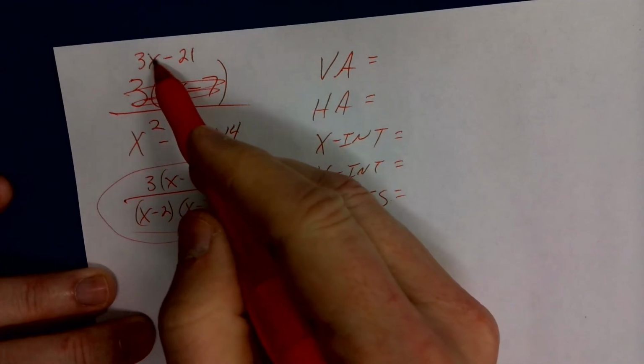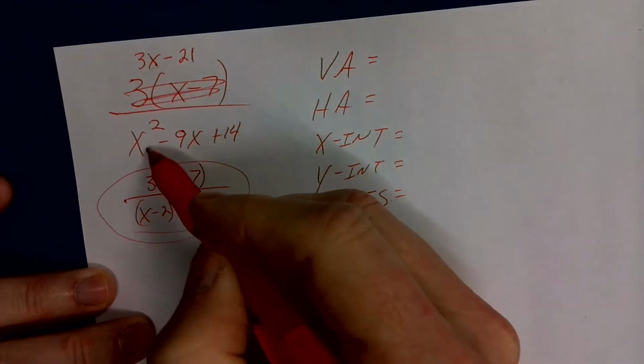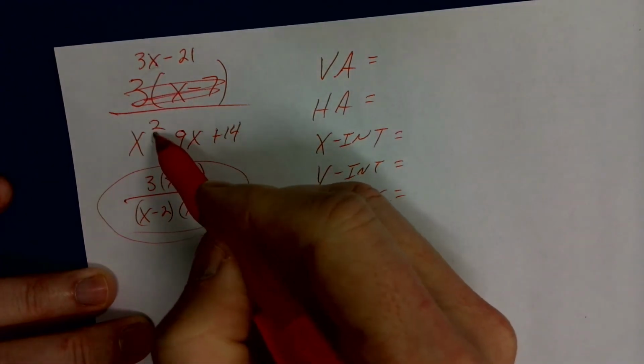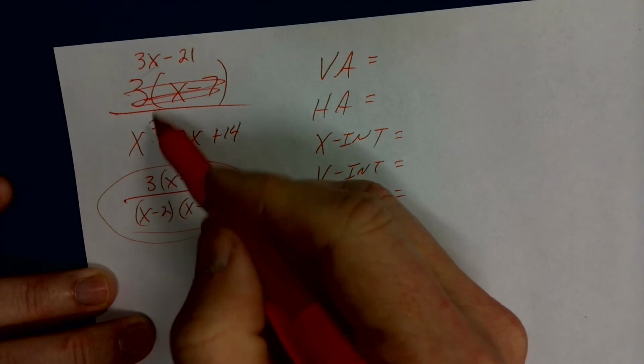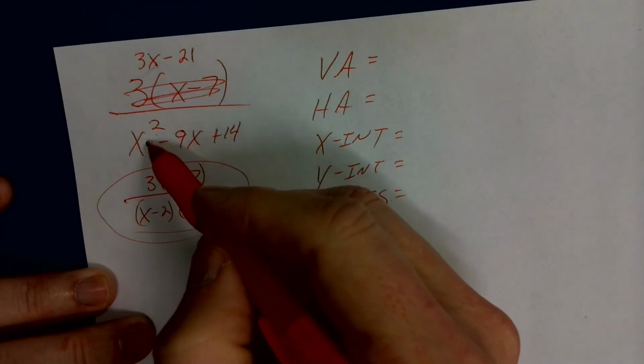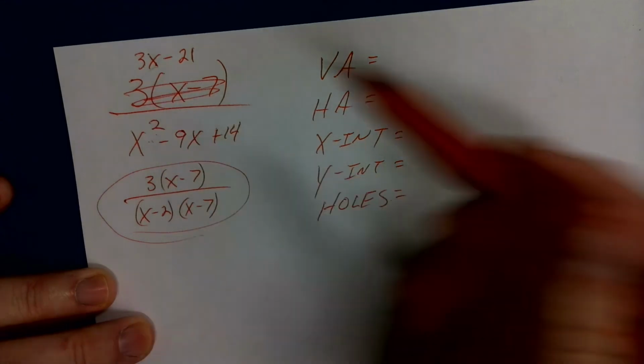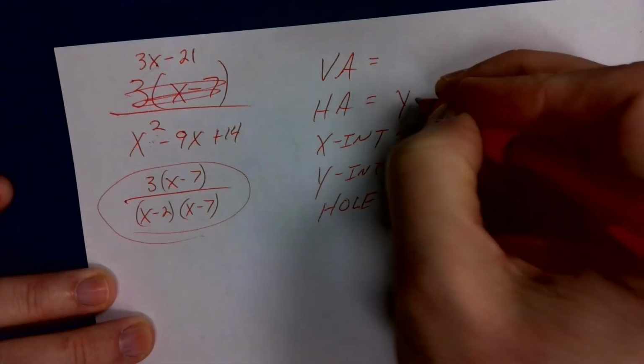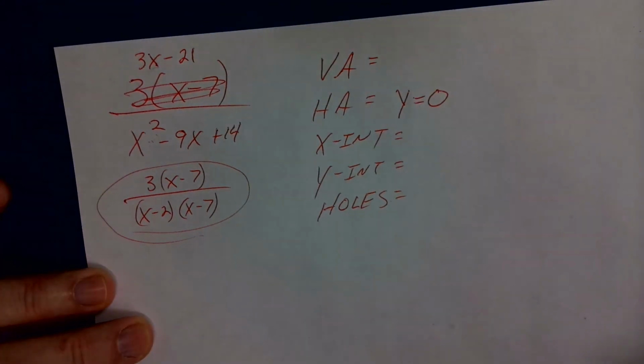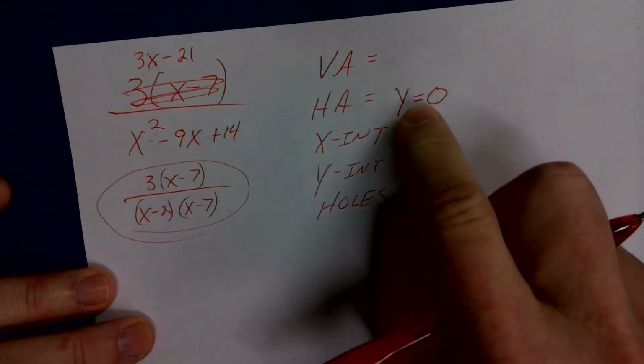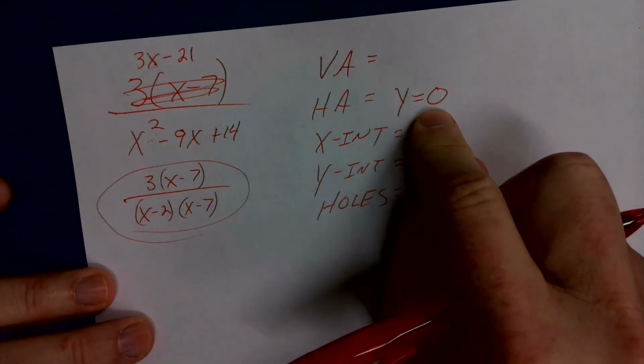In this case, the numerator has an x, the denominator has an x squared. X squared is a much more powerful term, so if I have something small divided by something bigger, it's going to get closer and closer to 0. So my horizontal asymptote is at y equals 0. Please don't put 0, put y equals 0. It is an equation of a horizontal line that the graph gets closer and closer to.